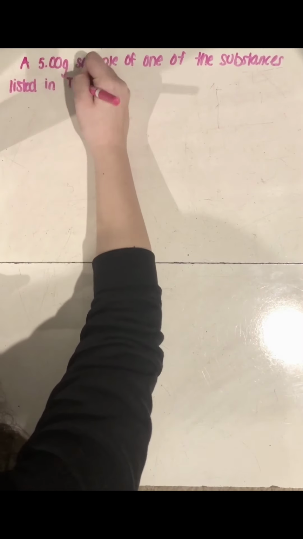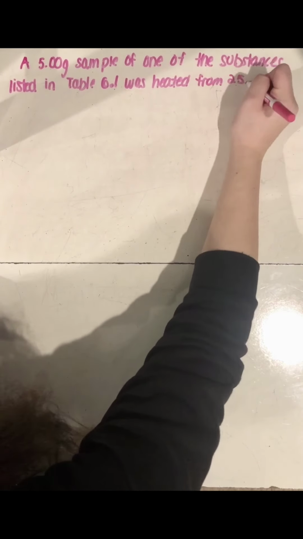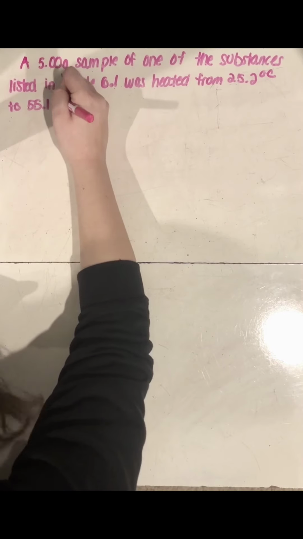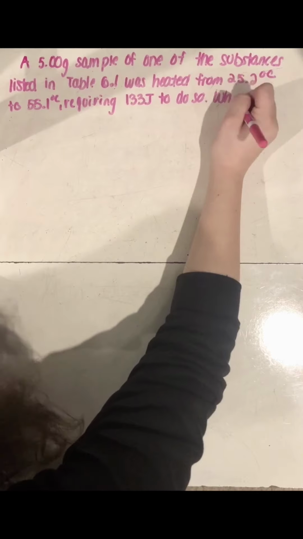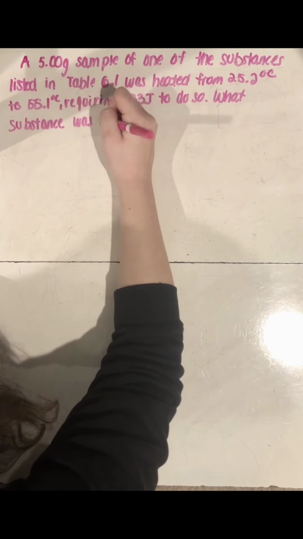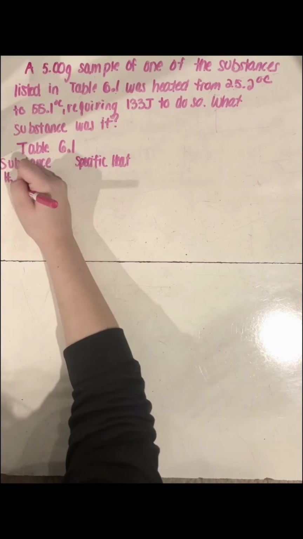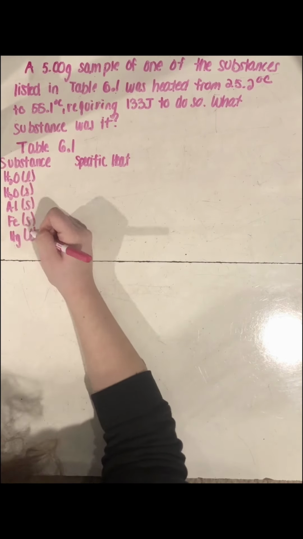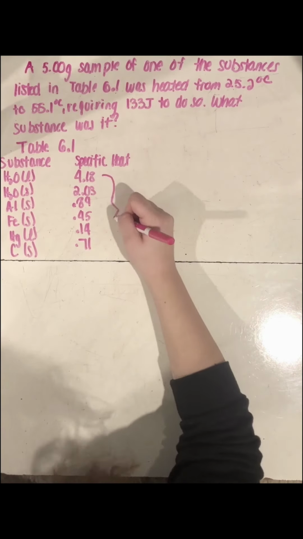A 5-gram sample of one of the substances listed in Table 6.1 was heated from 25.2 degrees Celsius to 55.1 degrees Celsius, requiring 133 joules to do so. What substance was it? Here, I wrote out Table 6.1, which can be found in the book, with all the substances and the specific heats of the substances to help us calculate what substance was used in the question.